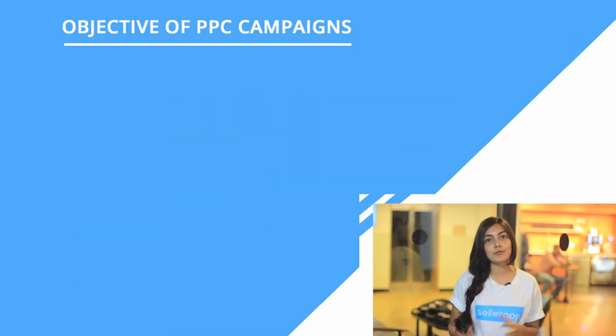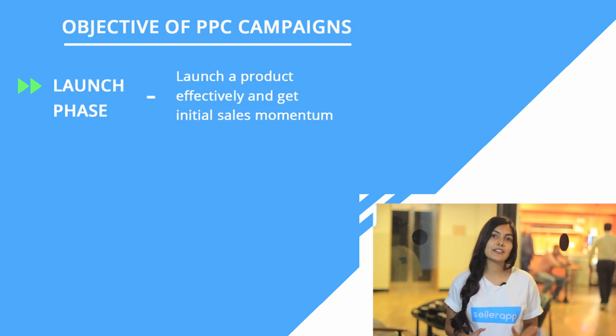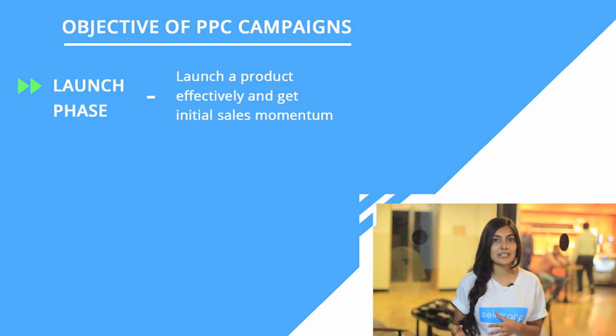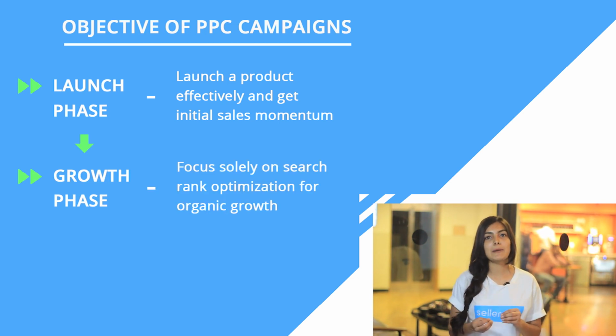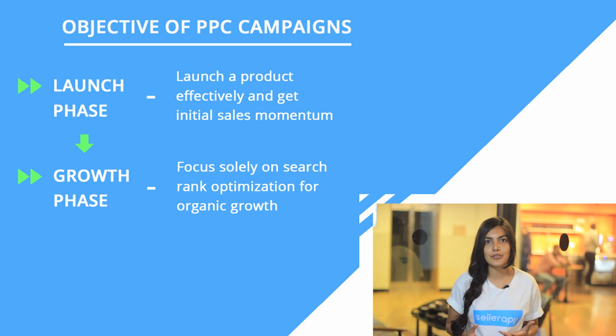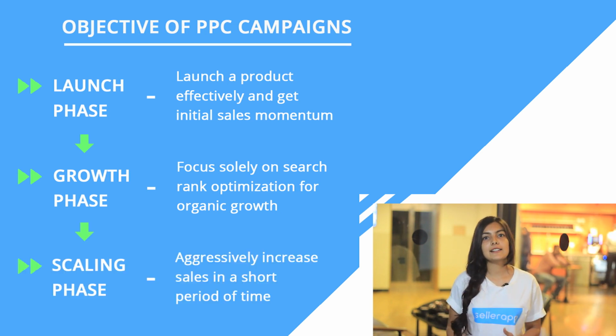In a broader sense, most Amazon sellers have one of the following as their objective. Launch phase, where you launch a product effectively and gain the initial sales momentum. Growth phase, where you focus solely on optimizing search rank for organic growth. And scaling phase, where you aggressively start getting sales in a short period of time. So once you know what you want to achieve at the end of a specific period of time, you can structure your PPC campaigns and optimize them accordingly.